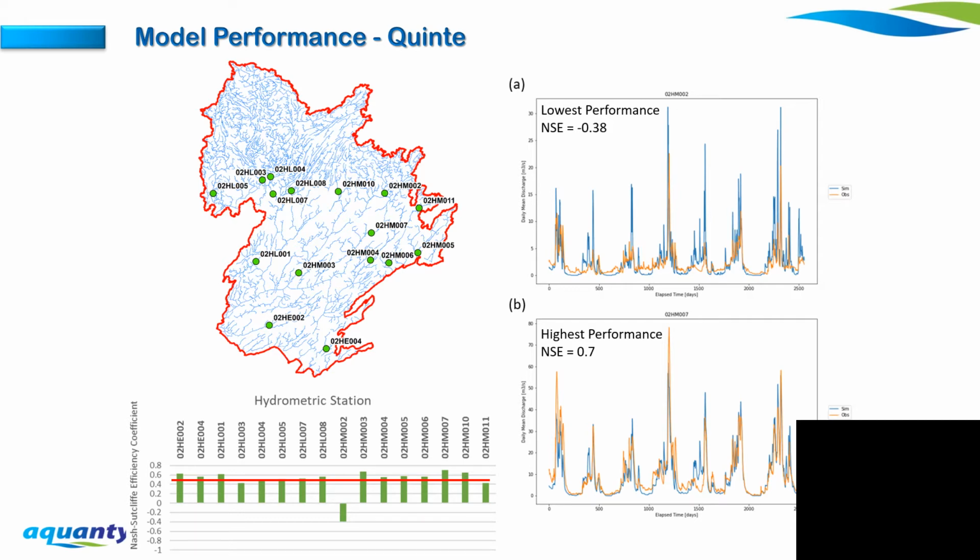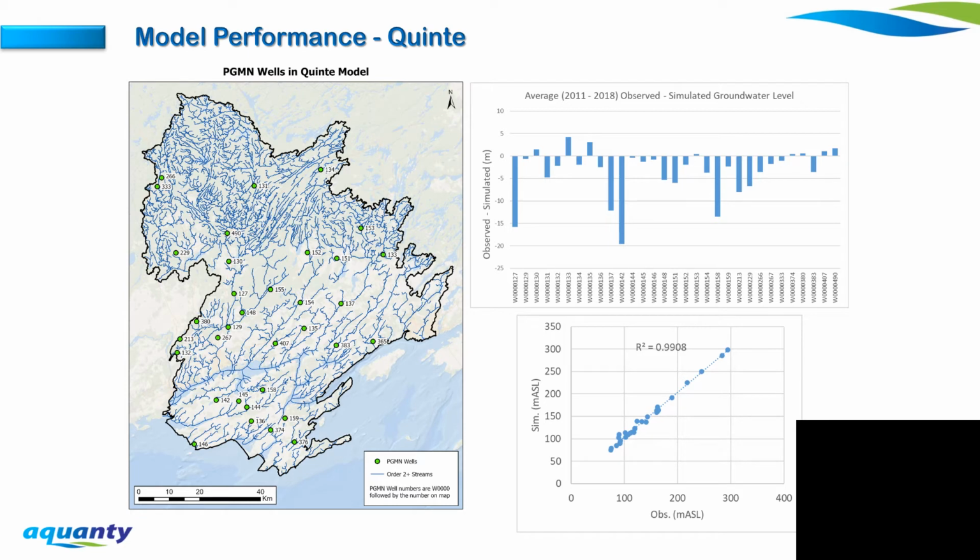Here we're looking at the distribution of PGMN wells across the Quinte region watershed model. There were 31 in total that were implemented into the model and used to evaluate the model's ability to reproduce transient groundwater levels over the 2011 to 2018 time interval. On the top right, we can look at the simulated versus observed water levels averaged over that simulation interval, and for the most part, there's less than 5 meters difference between the simulated and observed water levels, although there are a handful of wells where the model does overestimate the groundwater levels quite notably.